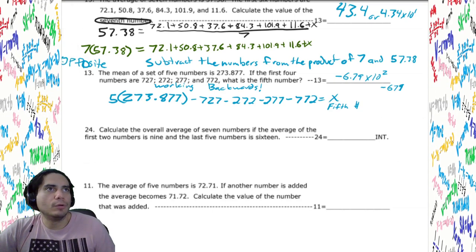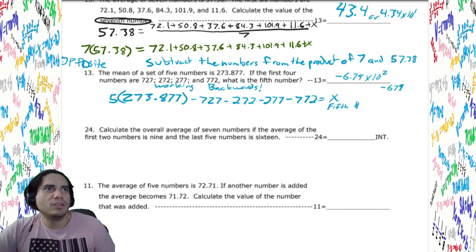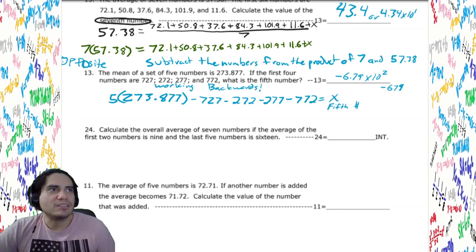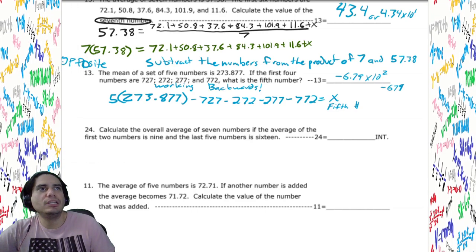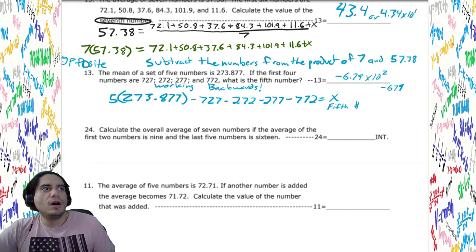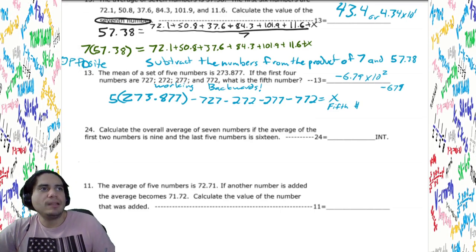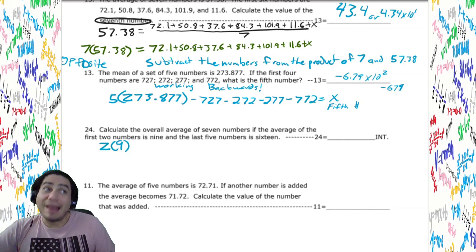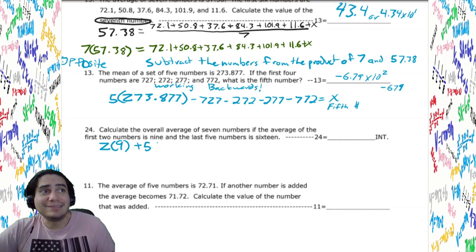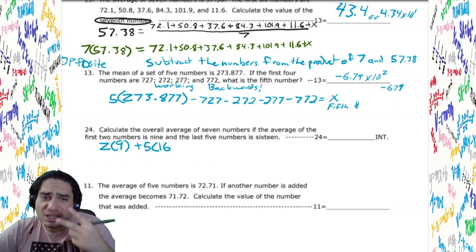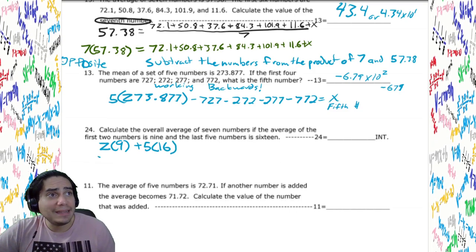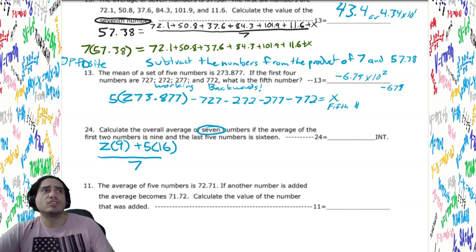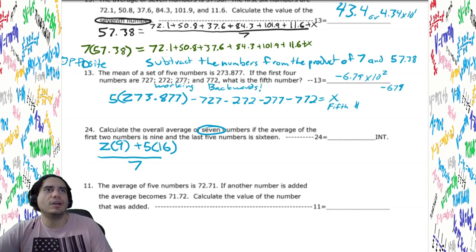Let's go ahead and keep it going right here, okay? So now we got ourselves, calculate the overall average of seven numbers. We got seven complete numbers here, okay? If the average of the first two numbers is nine, so we got two times 9, and the last 5 numbers is 16. So we got 2 averages given to us, and we're gonna have to combine them. But remember, since there's 7 numbers now, we're gonna divide by 7.